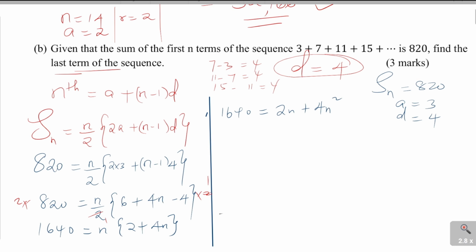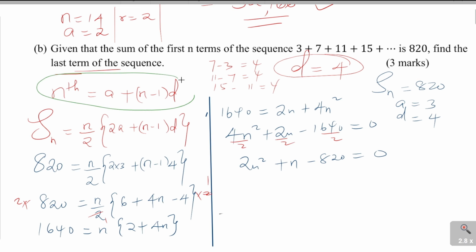Reorganize this to form a standard quadratic equation: 4n squared plus 2n minus 1640 is equal to 0. I can simplify this by dividing all through by 2 to get 2n squared plus n minus 820 is equal to 0. This quadratic equation will give us n, the number of terms. Once you get the number of terms, that will assist us to get the last term, because that is what was missing from this expression.